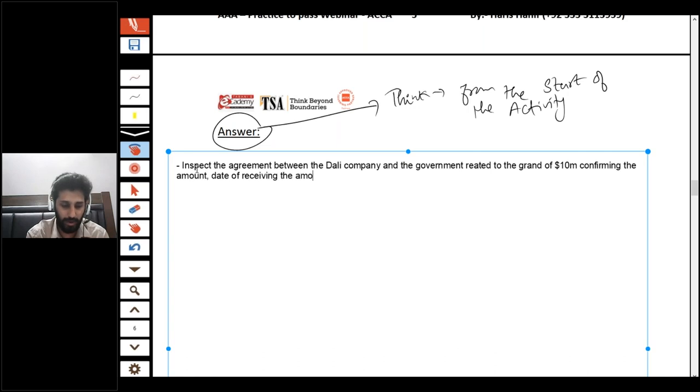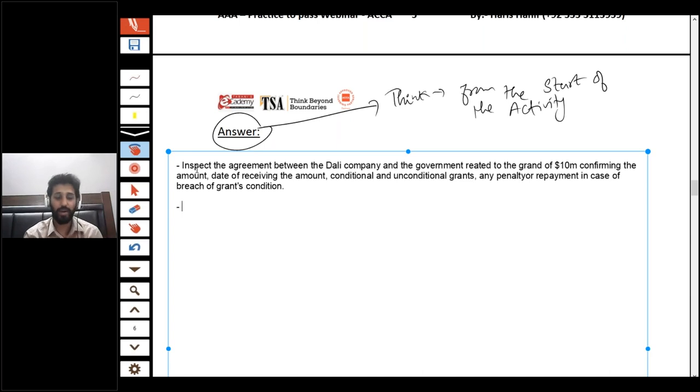Date of receiving the amount, conditional and unconditional grants, any penalty or repayment in case of breach of grant condition, right? In case of grant condition, I should write it accordingly.